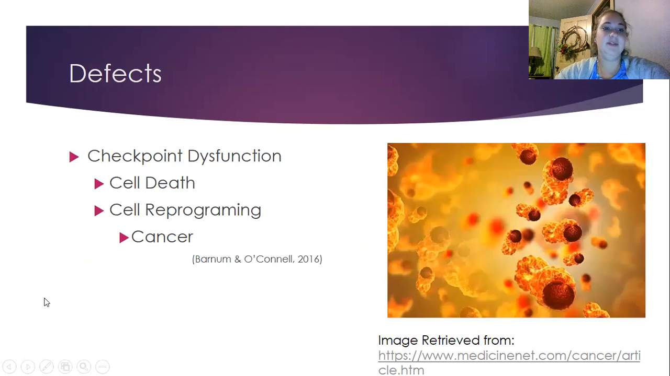All right, some defects. There are times when checkpoints become dysfunctional, and what will happen is it's going to lead to cell death or cell reprogramming. Cell reprogramming, though, the downside is it may lead to cancers, and that's one of the big downfalls here if things aren't checked. And that's why we have checkpoints in our cells, to make sure that these things don't happen.